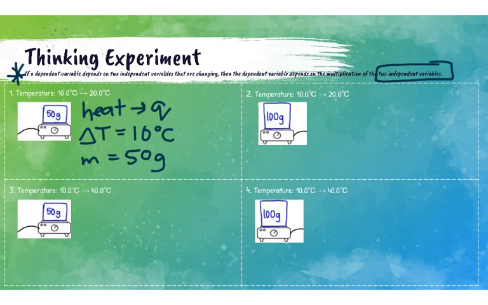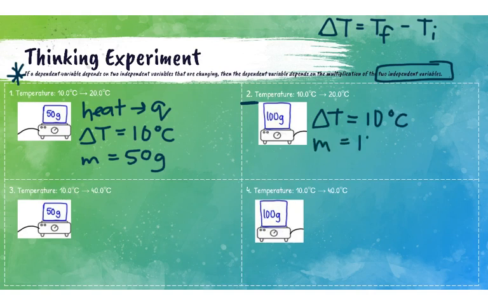Now if we move on to our second setup, notice that the temperature goes from 10 degrees to 20 degrees, so that temperature change is still just 10 degrees Celsius. By the way, you calculate your change in temperature by taking your final minus your initial, just so everyone knows. In our second setup, you'll notice the mass has now increased to 100 grams. So our mass, compared to the first one, has actually doubled.